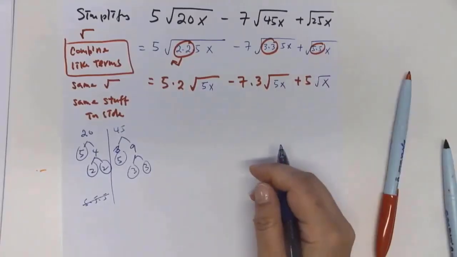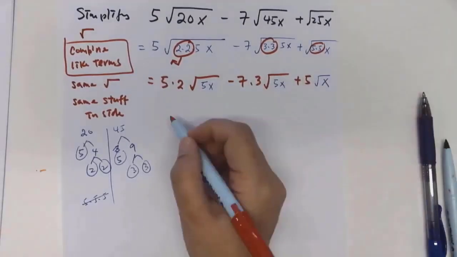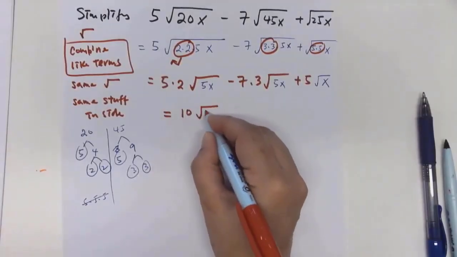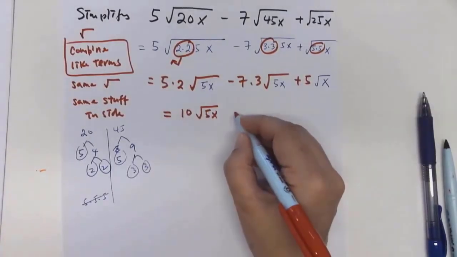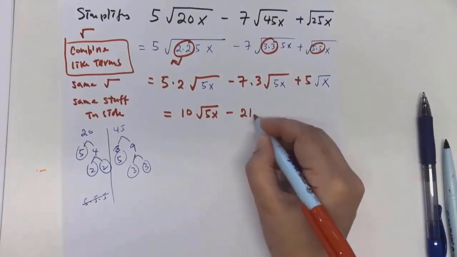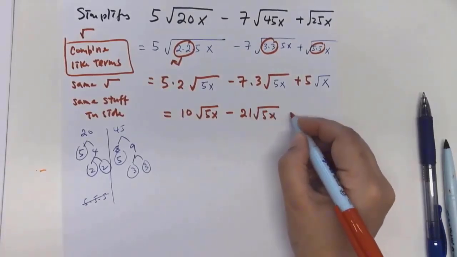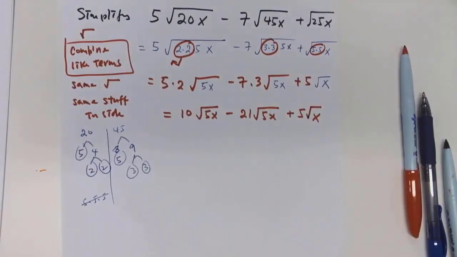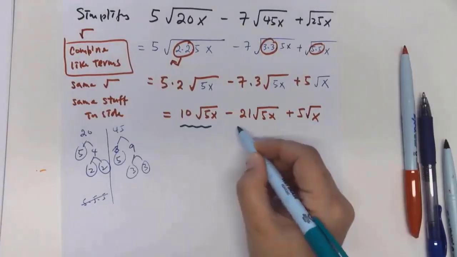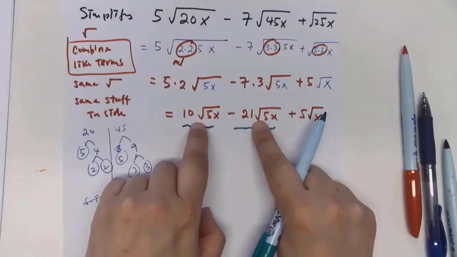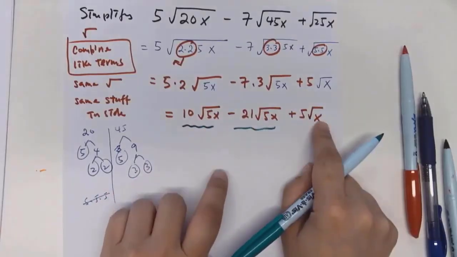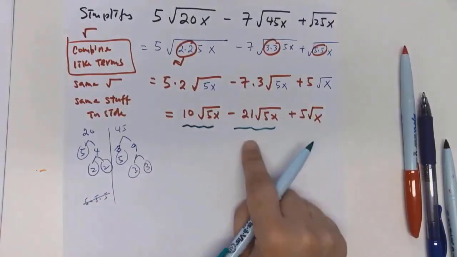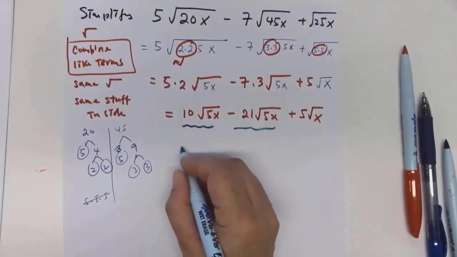Okay, alright, got it. That means the first term is what? 10 square root of 5x. Second one? Minus 21 square root of 5x. Last one? Plus 5 square root of x. Any like terms? Yes. Which one? Square root of 5x. They have the same roots, same stuff inside, right? But not this guy. So leave this guy alone. Combine these two, we're going to get.